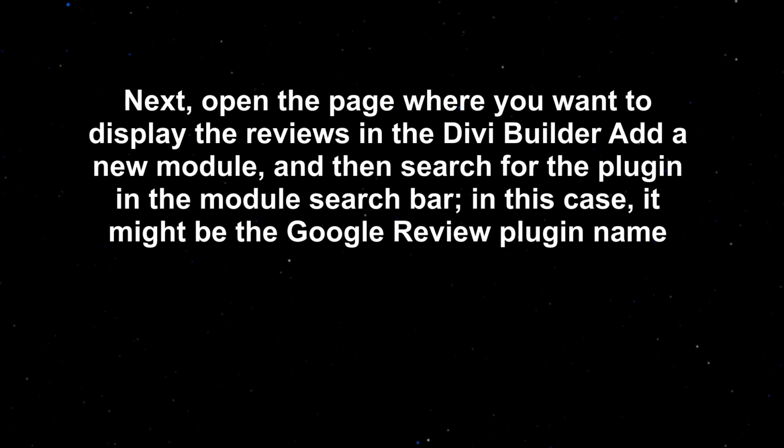Next, open the page where you want to display the reviews in the Divi Builder. Add a new module, and then search for the plugin in the module search bar. In this case, it might be the Google Review plugin name.